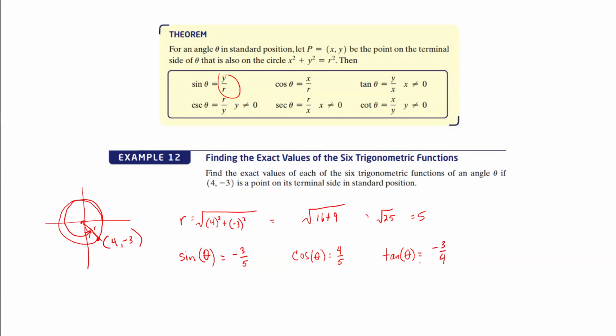Okay, so these are a little more friendly to find, their reciprocal functions here. The sine has the cosecant as its buddy, and that's going to be -5 over 3. The cosine has the secant, so that would be 5 over 4. And the cotangent is going to be -4 over 3.